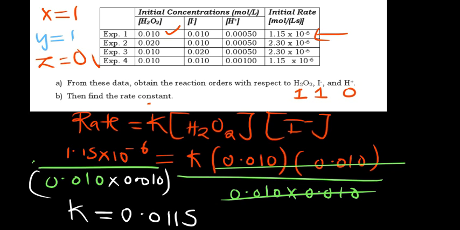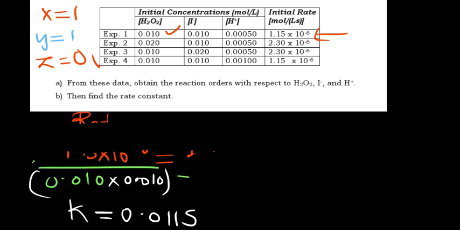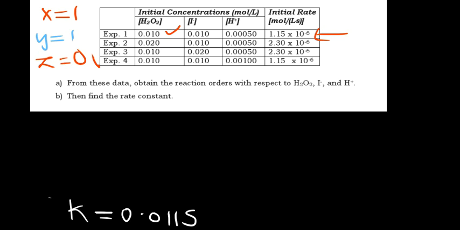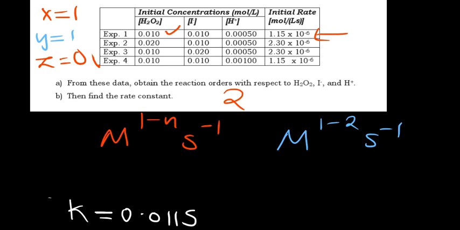Now it's a good idea to always indicate the units. If you look at the overall order of the reaction, if you add all the powers, 1 plus 1 plus 0 is just 2. The shortcut I use for finding the units is M to the power 1 minus n, s to the power negative 1, where n denotes the overall order. In this case, the overall order was 2. So it will be M to the negative 1, s to the negative 1. So these are the units for K, and so we found the constant K as well.